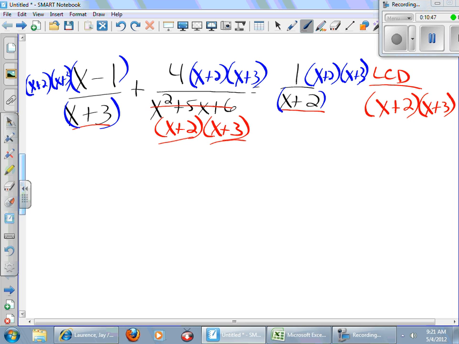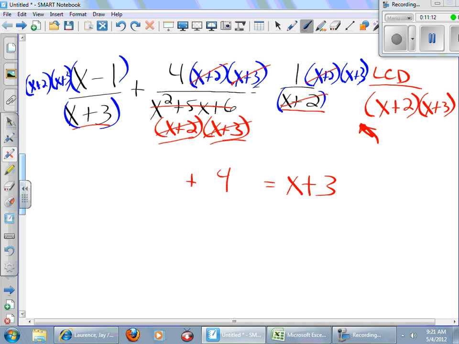Okay, here's why I like it so much. In the fraction over here, the x plus 2's cancel. I'm left with 1 times the quantity of x plus 3, so I'm left with x plus 3. In the middle here, this x plus 2 cancels with that x plus 2. This quantity cancels with that quantity. I'm left with a 4.